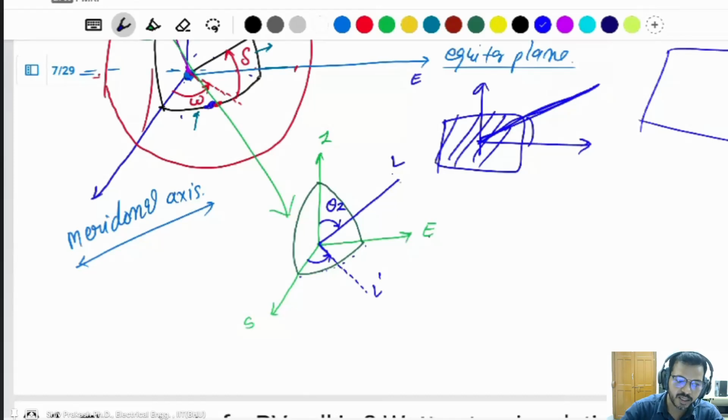The watt hour angle is defined in the equator plane, but this is the horizon plane, not the equatorial plane. The equatorial plane is at the center of the earth. This will be the horizon plane, which means the top of the surface of the earth.